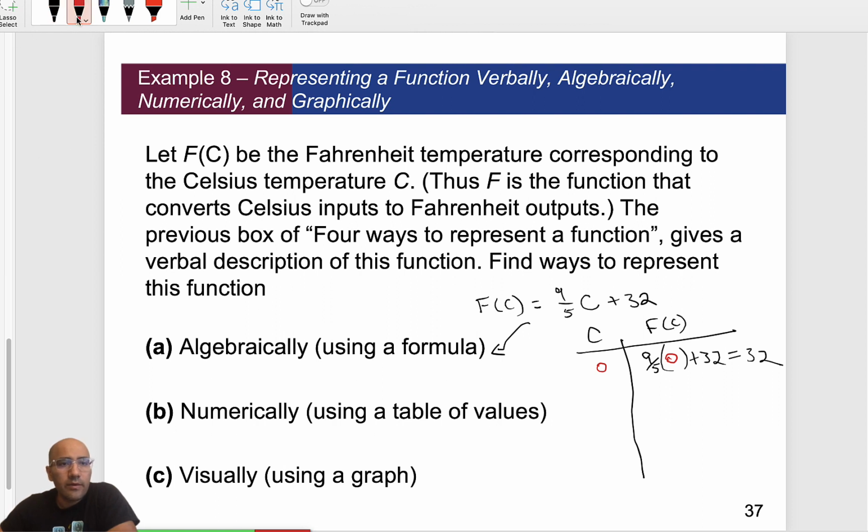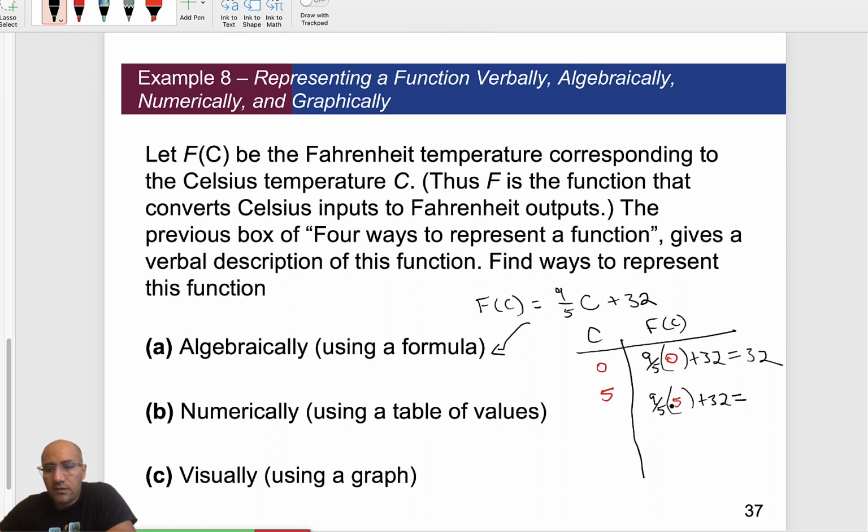Let's pick another one. How about another convenient one would be something that's a multiple of 5, right? I could choose 1 or 2 or 3, but then I would end up with a fraction here, and then I'd have to add 32 plus a fraction, common denominator, right? So it's a lot of work. Why not choose something convenient that will result in something I can easily do? So if I let C equal 5, 5 over here, then I end up with 9/5 times 5 plus 32.